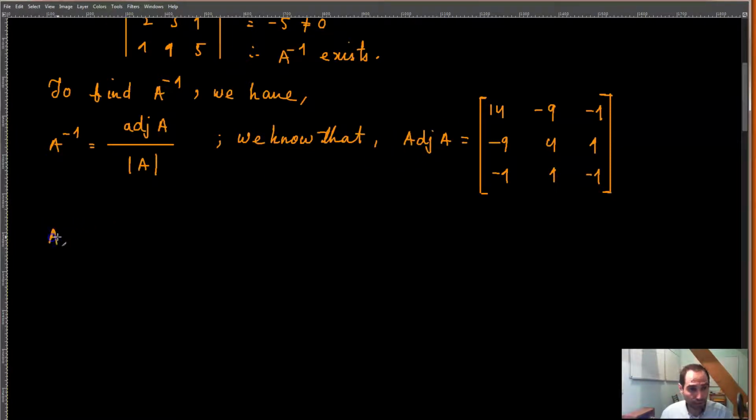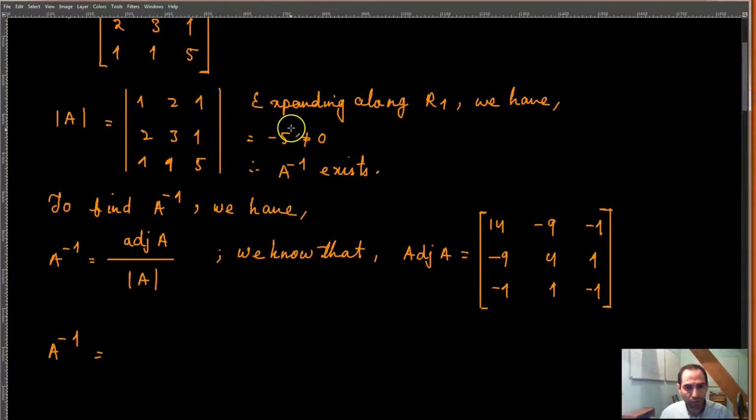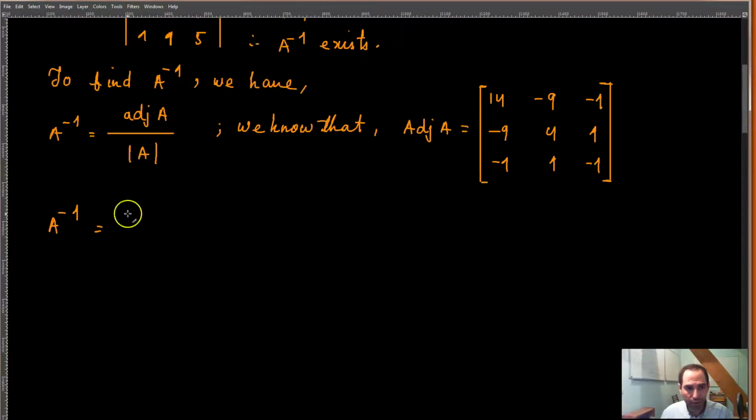So A inverse is equal to the adjoint of A divided by the determinant of A. The determinant of A is equal to -5. So that's -1/5 times this matrix, which is 14, -9, -1, -9, 4, 1, -1, 1, and -1. So that is A inverse. This is what we wanted to calculate.